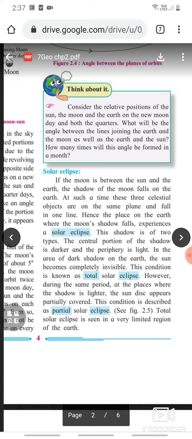In the area of the dark shadow on the earth, the sun becomes completely invisible. This condition is known as a total solar eclipse. However, during the same period at the places where the shadow is lighter, the sun disk appears partially covered. This condition is described as a partial solar eclipse.